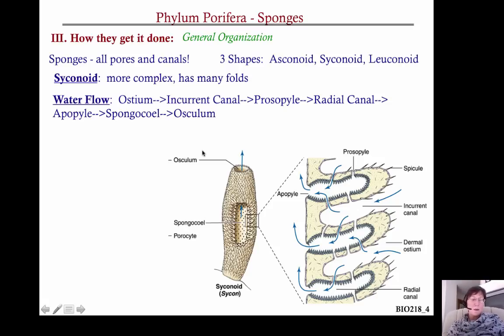We have all these terms, and we often create a lot of these extra terms in biology because we're trying to be really specific in communicating with other scientists.